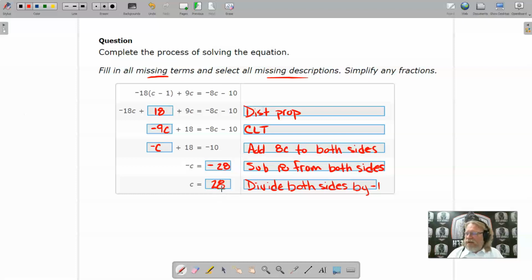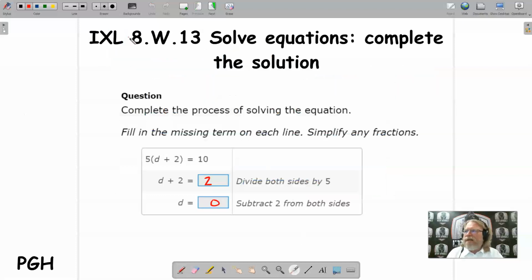So that is everything I've got for IXL 8.W.13, where we solved equations and we completed the solution. Good luck on your activity.